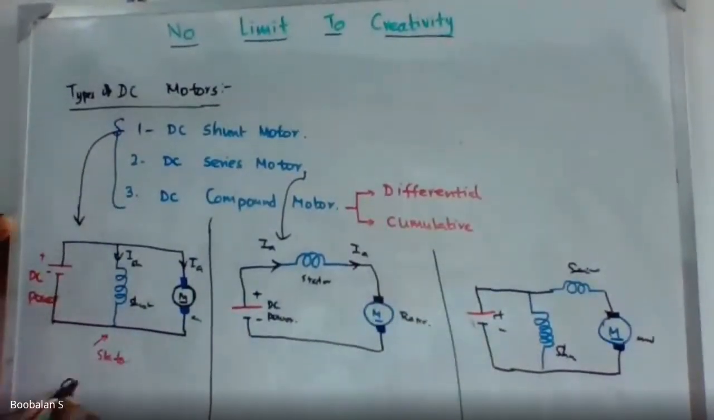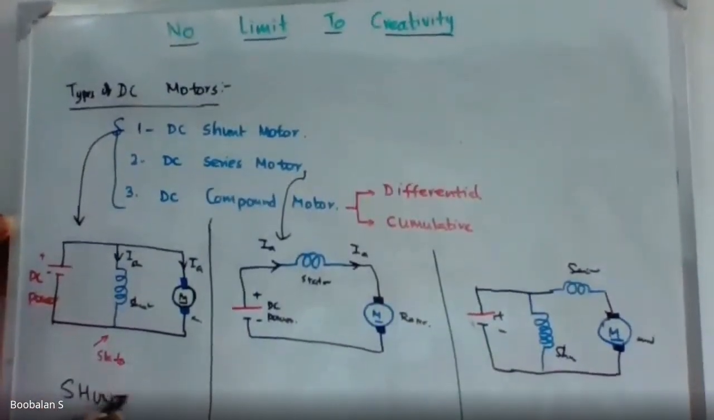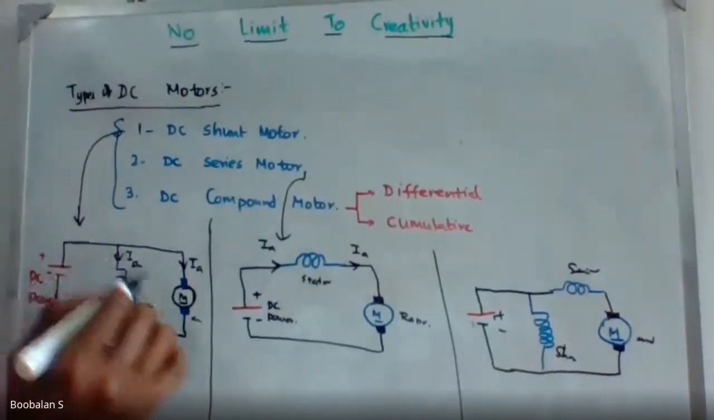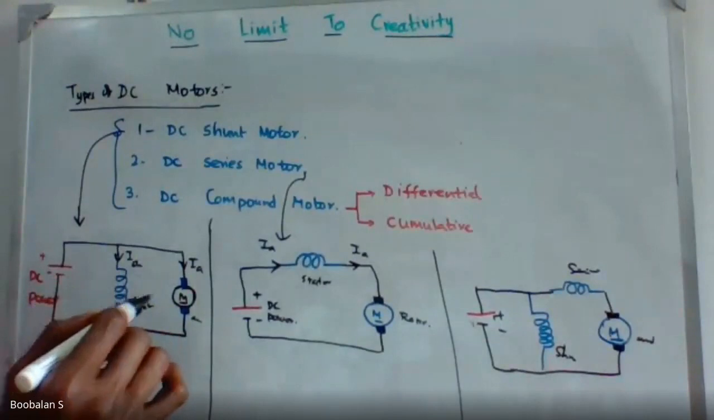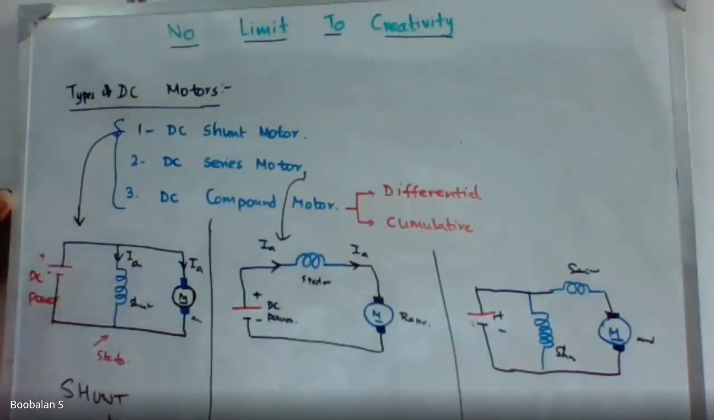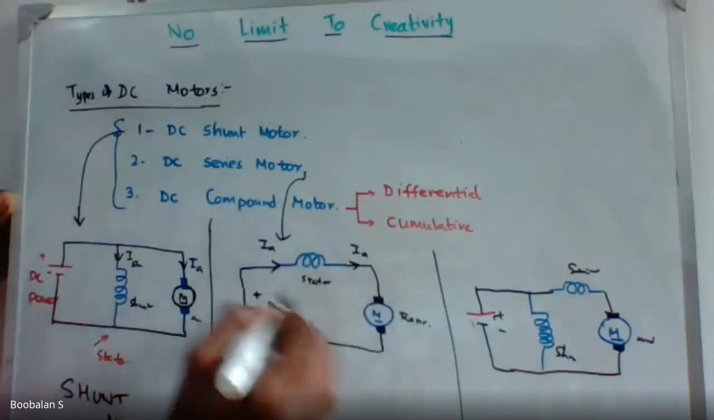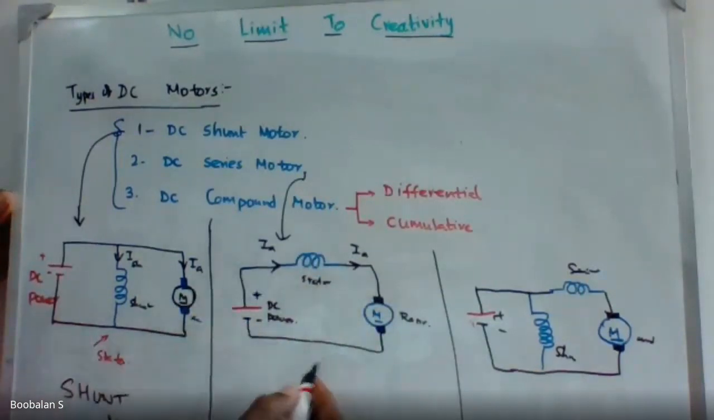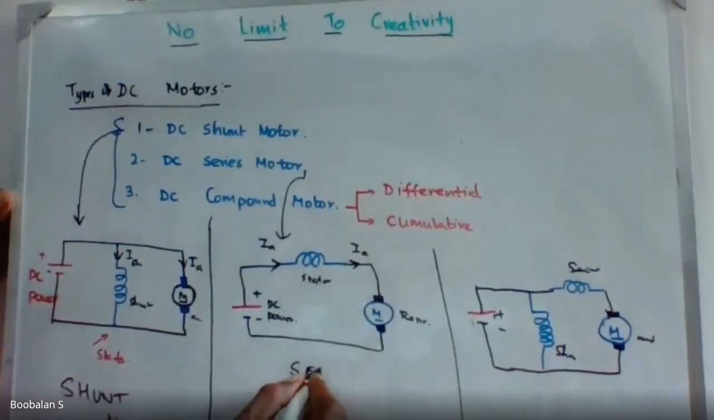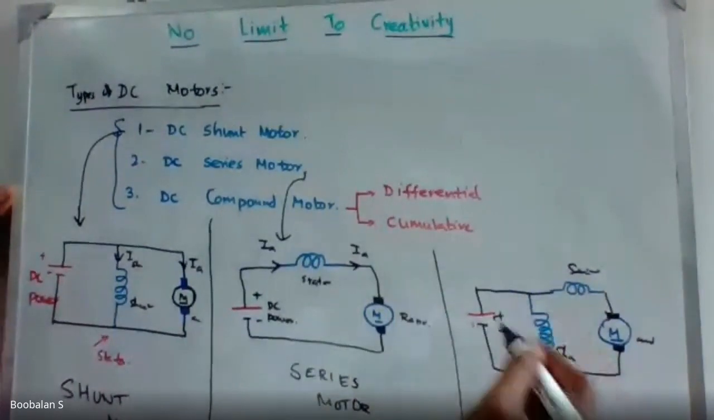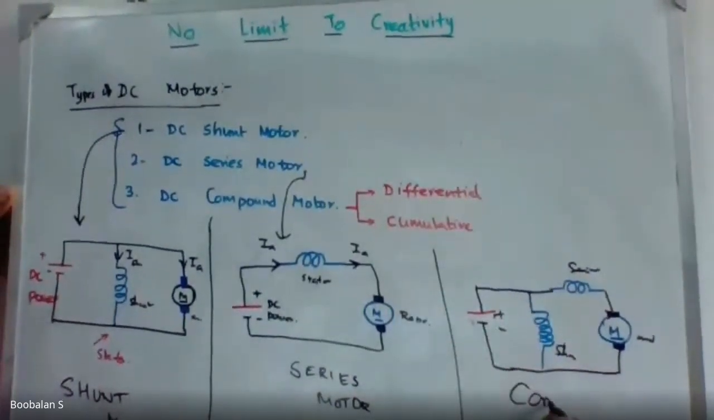So this is called a shunt motor. Why is it called a shunt motor? Because my rotating part and stator part are both connected in parallel. If the field winding is in series with my armature and both are connected in series with the power supply, this is called a series motor, the DC series motor. And if both are connected in parallel as well as in series with the power supply, it is called a compound motor.